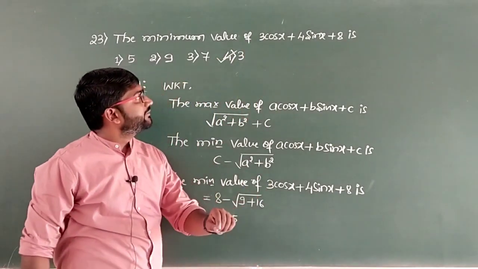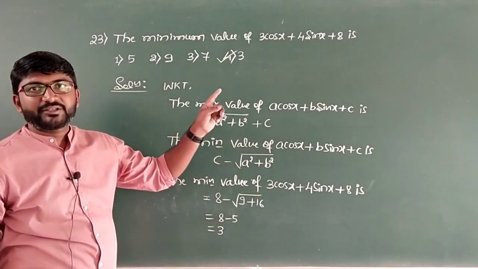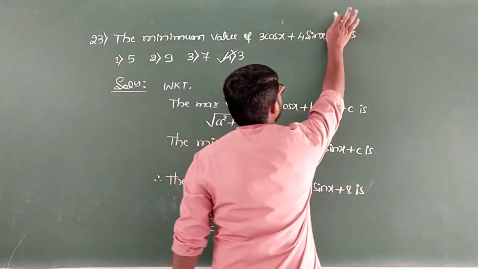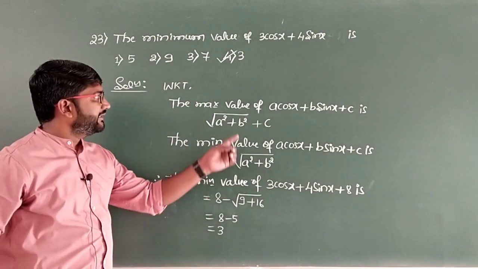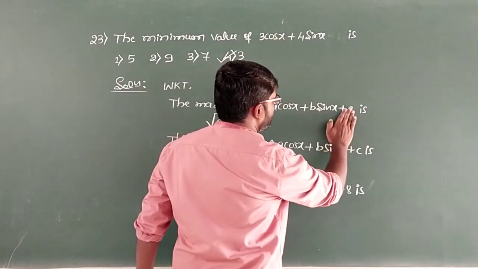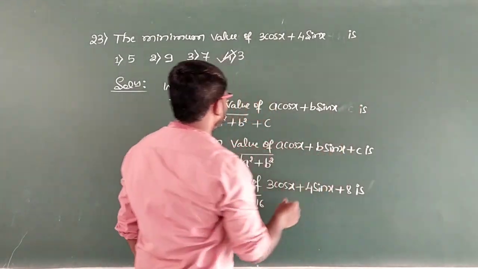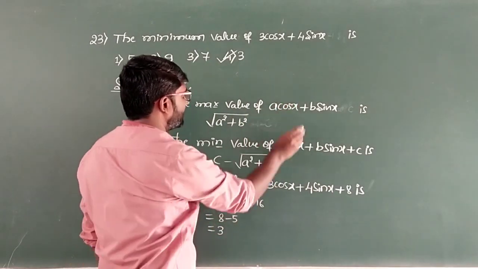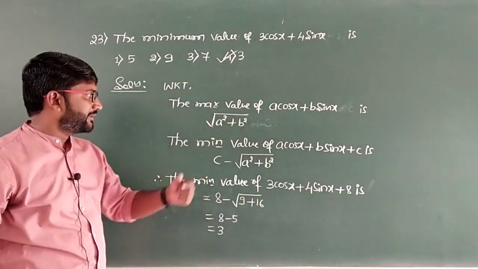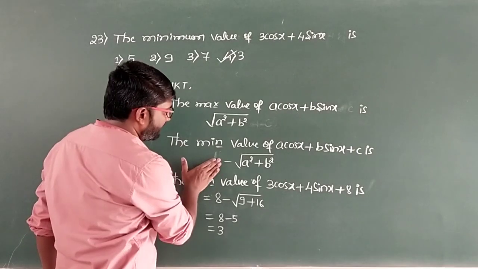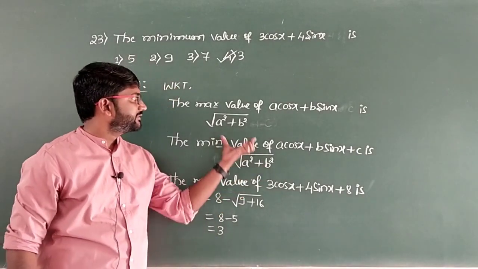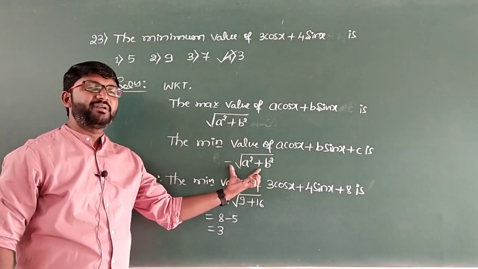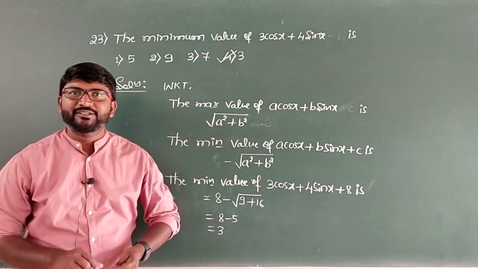In case if they have given only 3 cos x plus 4 sin x, in case if they have not given plus 8, so the standard formula is going to be the maximum value of a cos x plus b sin x is only this portion, only square root of a square plus b square, and the minimum value will be minus of square root of a square plus b square. This is the maximum value, this will be the minimum value. So this is all about question number 23.